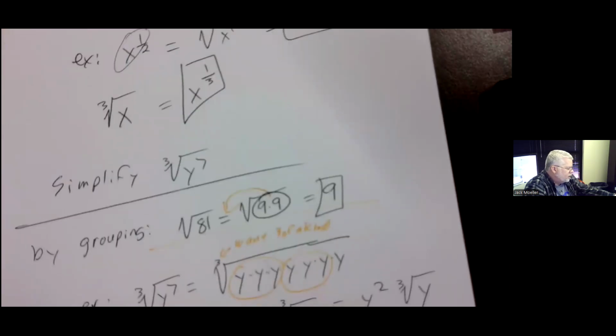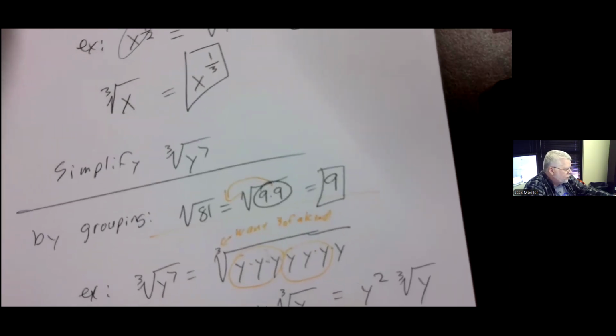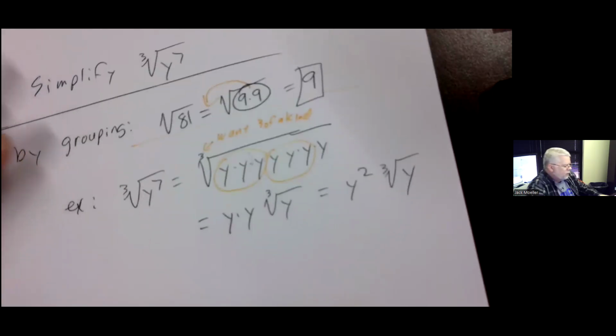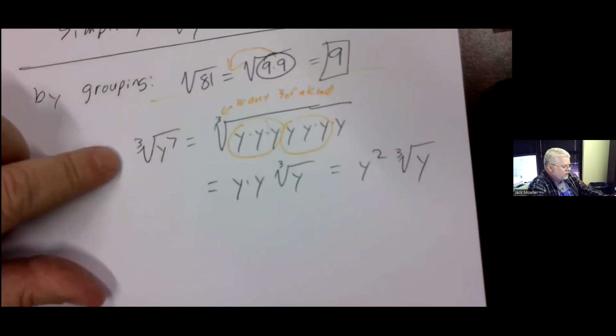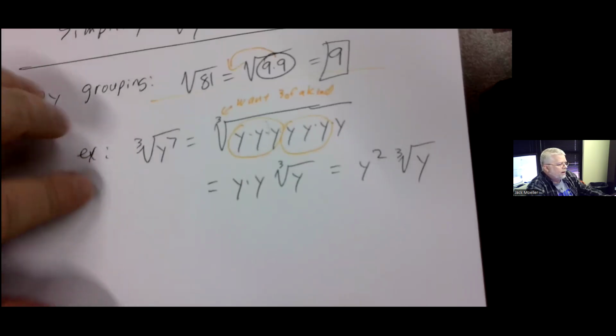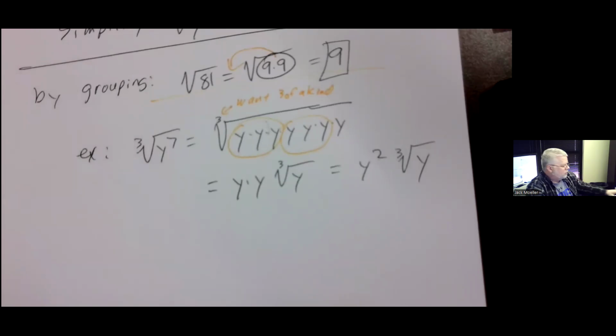Yeah, so that's the grouping method, and then let me show you the division method, and as we do the examples, we'll do both. I think when you first see this, the grouping method is a good place to start, and then as you get more practice, you can maybe do some of the division method as a shortcut.